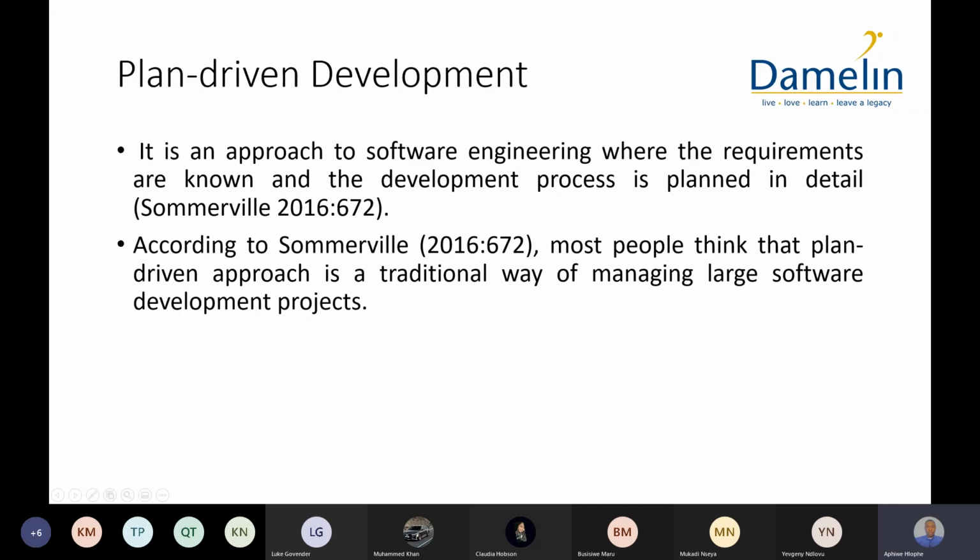Okay, so this project plan document is very important for people who chose to go with the plan-driven approach, or plan-driven development.